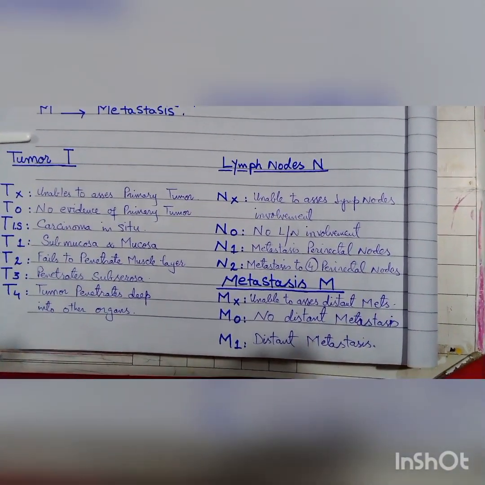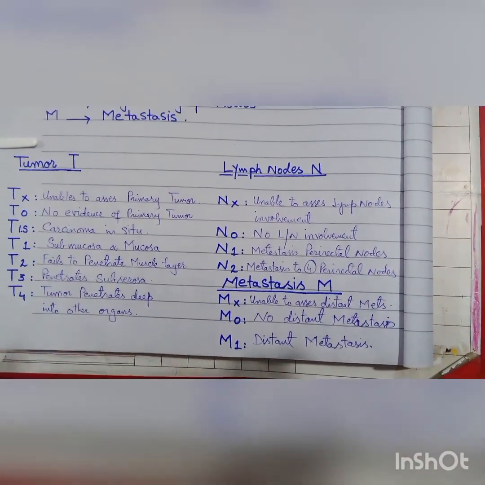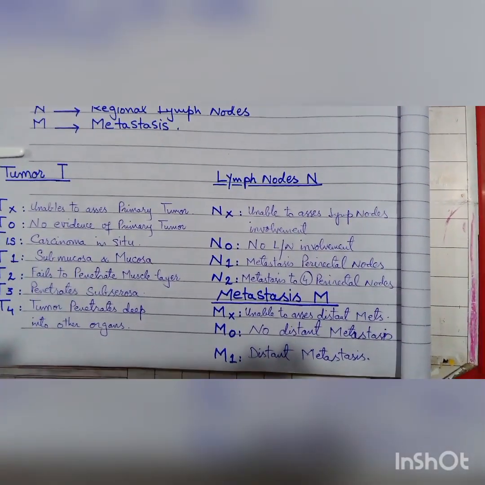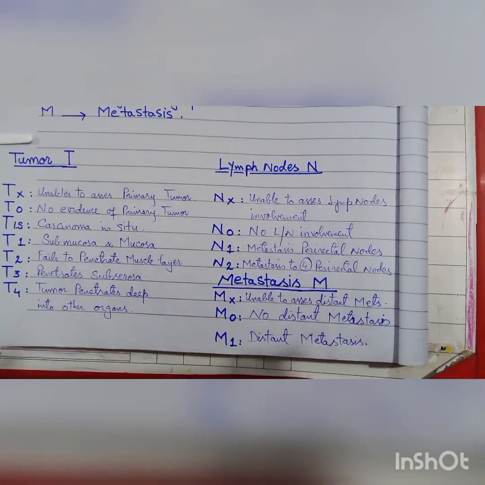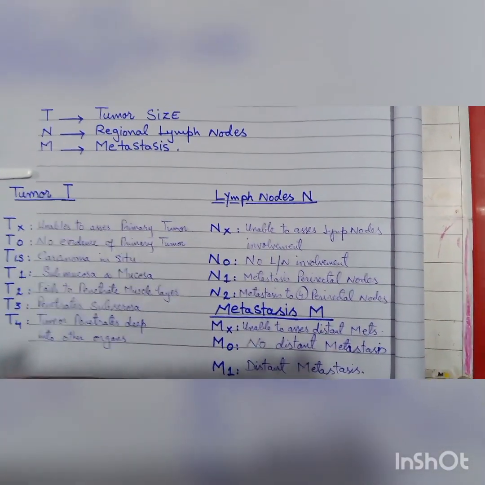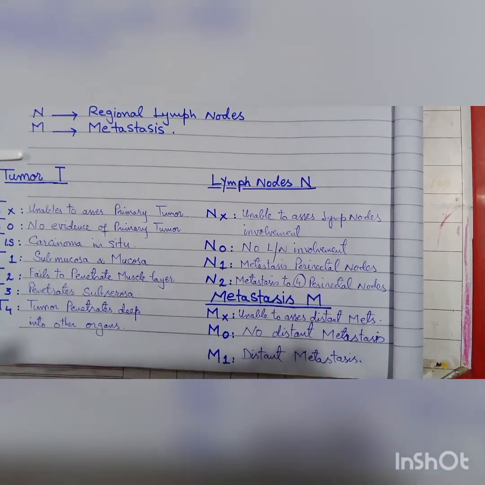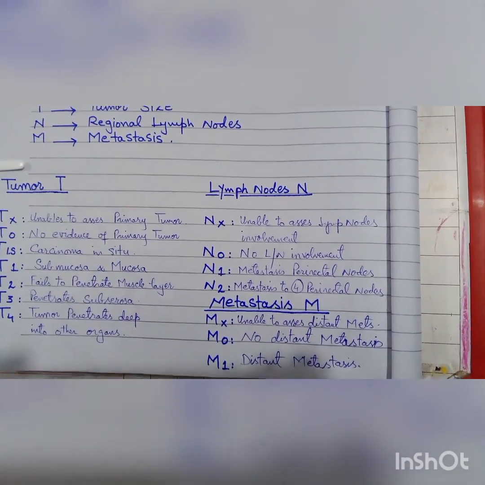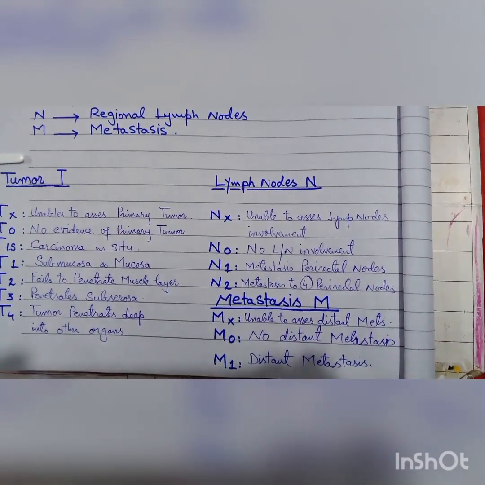Now students, lymph nodes is indicated by N. NX, lymph node involvement is not assessed. N0, no lymph node involvement. N1, metastasis to perirectal lymph nodes. And N2, metastasis of tumor to more than 4 perirectal lymph nodes.